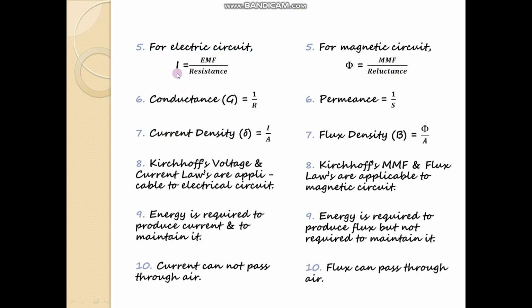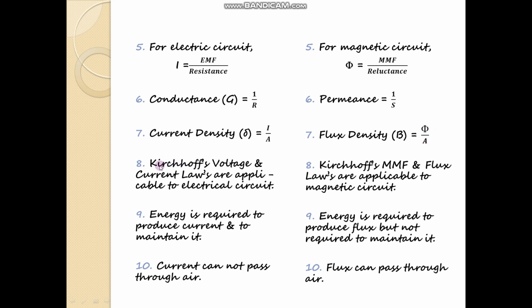Next point, for an electric circuit, the current is given by the ratio of EMF to the resistance, and for a magnetic circuit, flux is given by the ratio of MMF to the reluctance. In an electric circuit, the conductance G is the reciprocal of resistance. In a magnetic circuit, permeance is the reciprocal of reluctance. In an electric circuit, the current density is the ratio of current to the cross-sectional area, and in a magnetic circuit, flux density B is the flux per unit area.